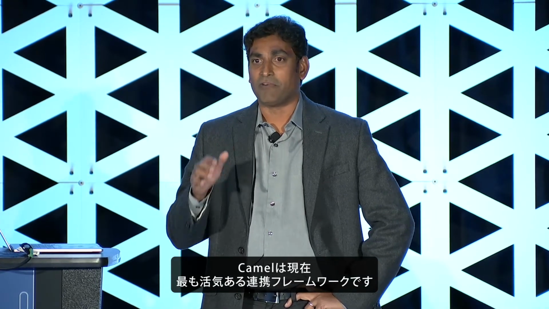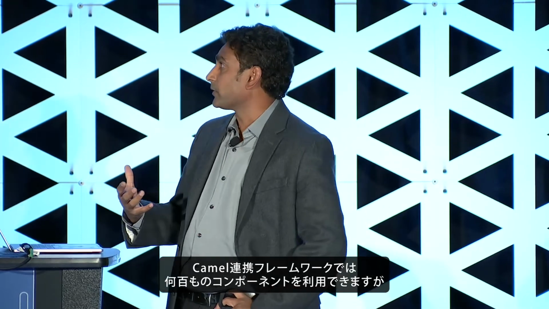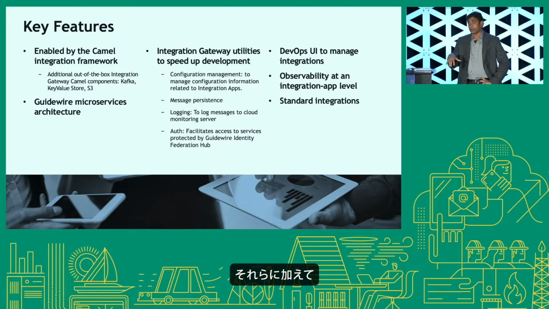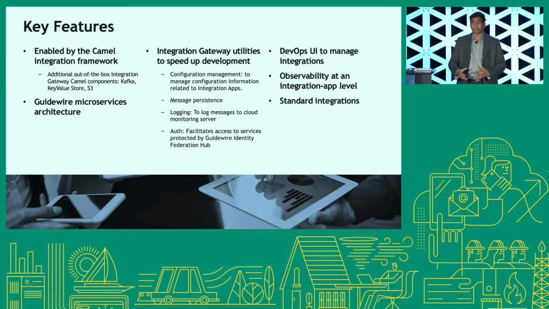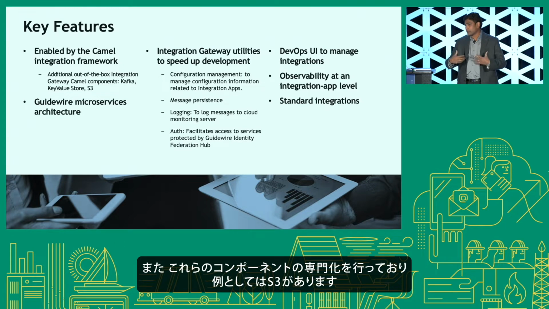So this is one of the most active, vibrant integration frameworks out there. It's a very large ecosystem. You have hundreds and hundreds of components that are part of the Camel integration framework. On top of that, we provide additional components which are optimized for the insurance business, and we sometimes specialize these components.